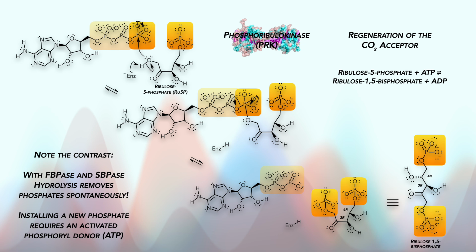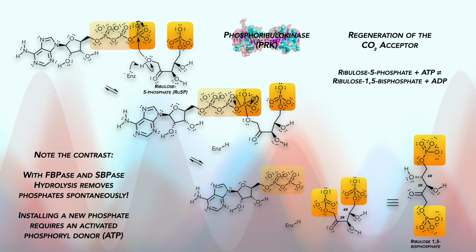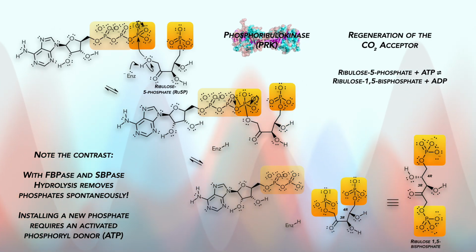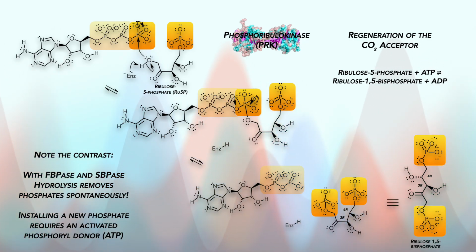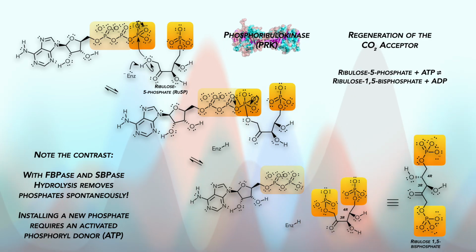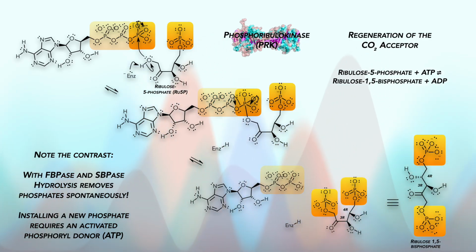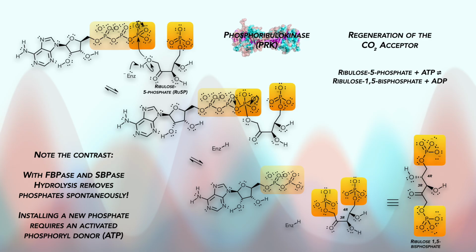Contrast this with the two bisphosphatases. Hydrolysis removes a phosphate because phosphate ester cleavage is most definitely favorable, whereas installing a new phosphate requires an activated donor. The cycle has now returned to ribulose 1,5-bisphosphate and is ready to capture another carbon dioxide.